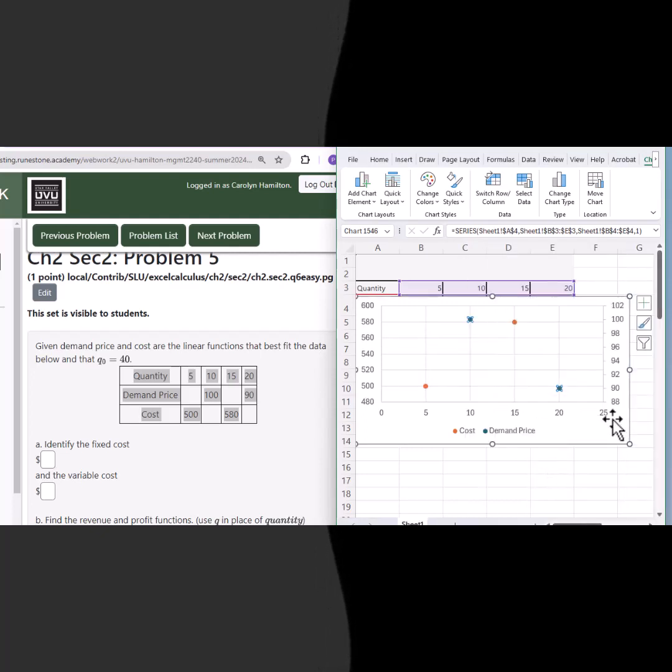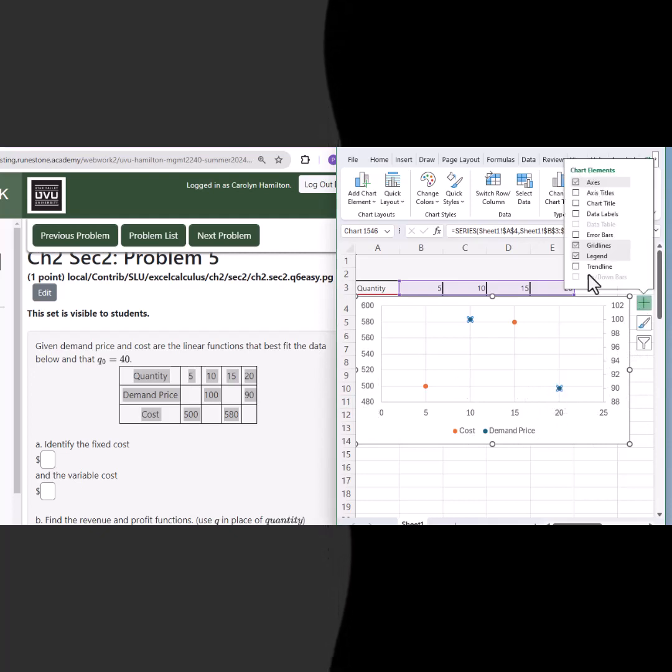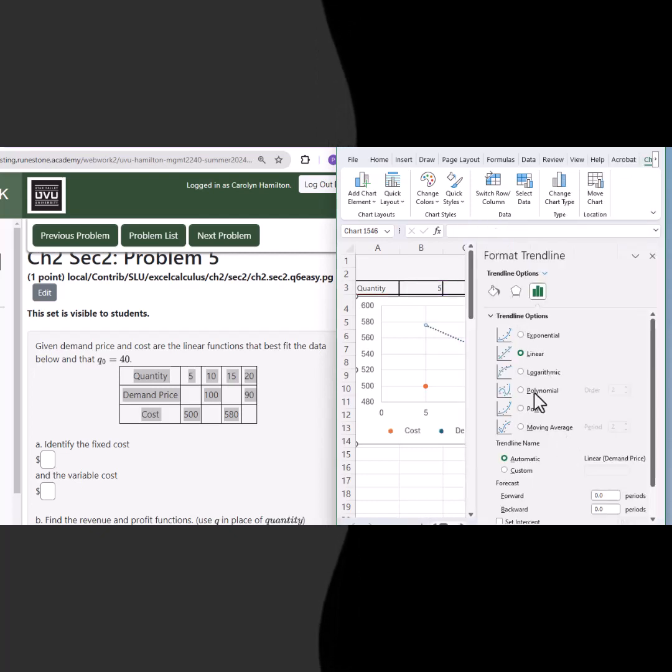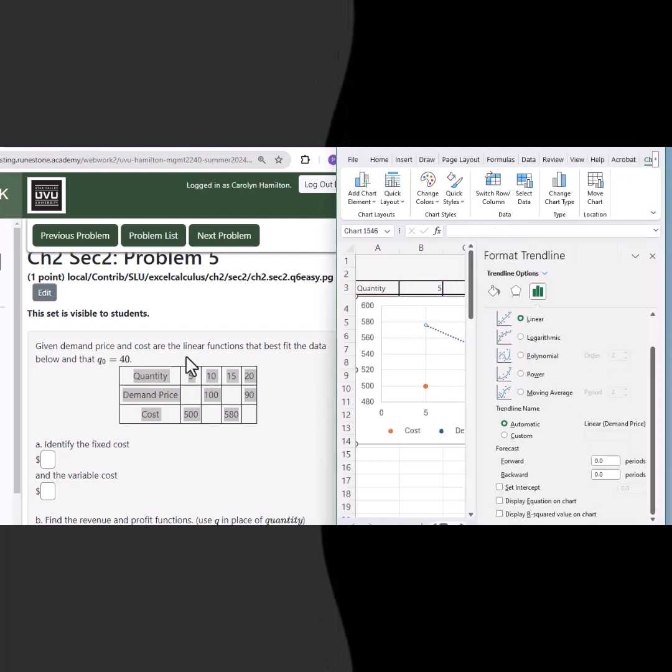Just makes it more understandable that this demand price is going from 88 to 102, and the cost is going from 480 to 600. Okay, with those highlighted, let's put in a trend line. Linear, yes. Find the linear functions that best fit. Display the equation on the chart.